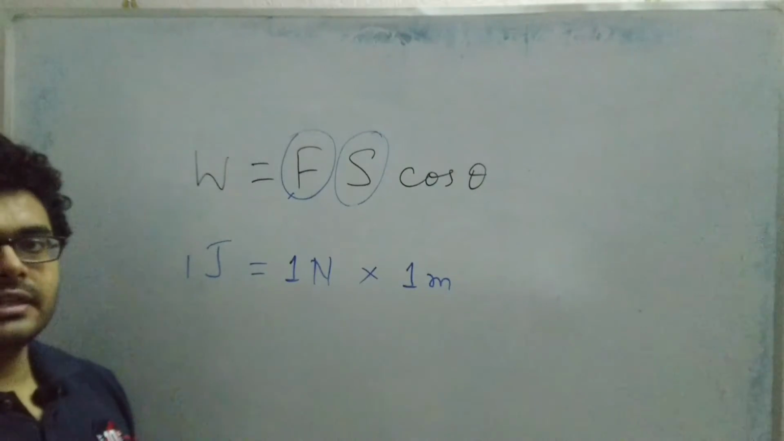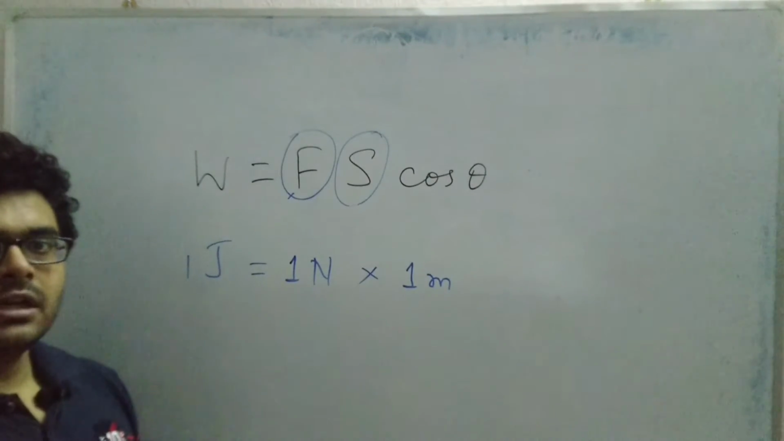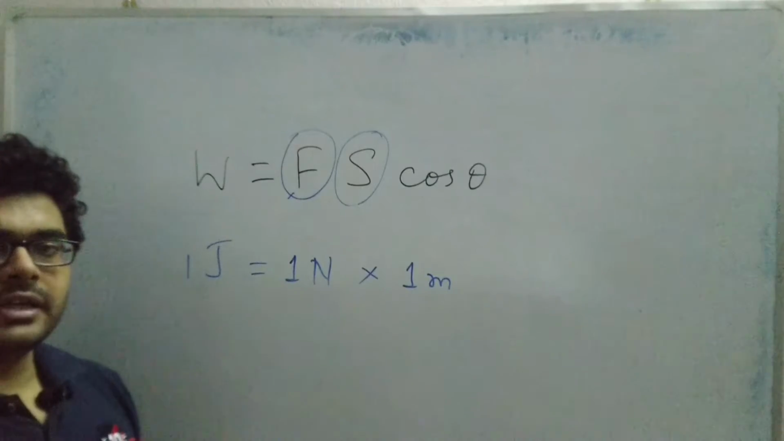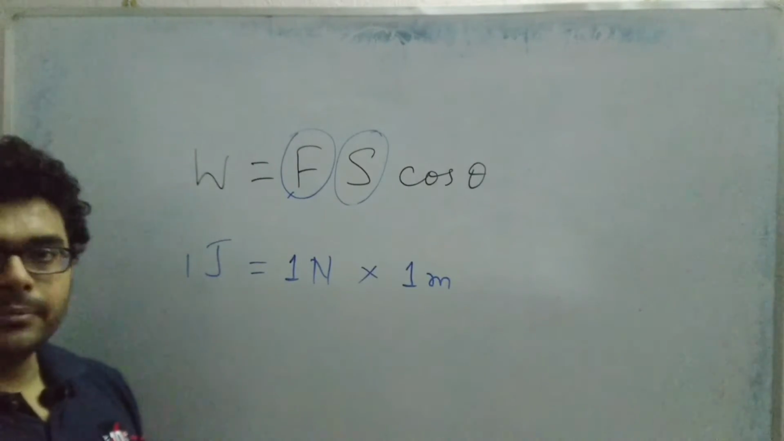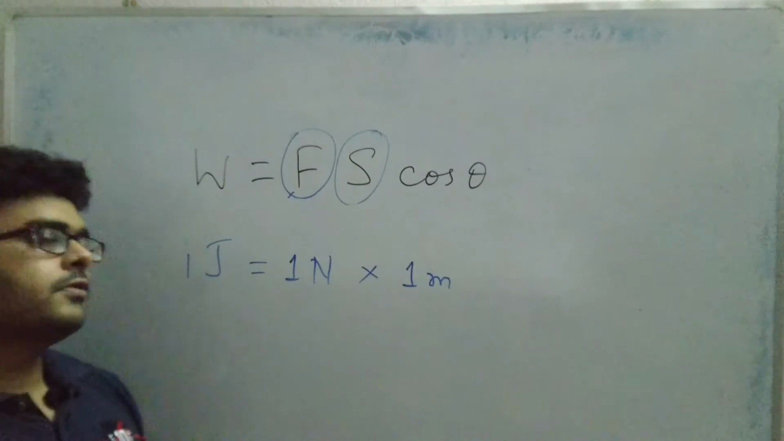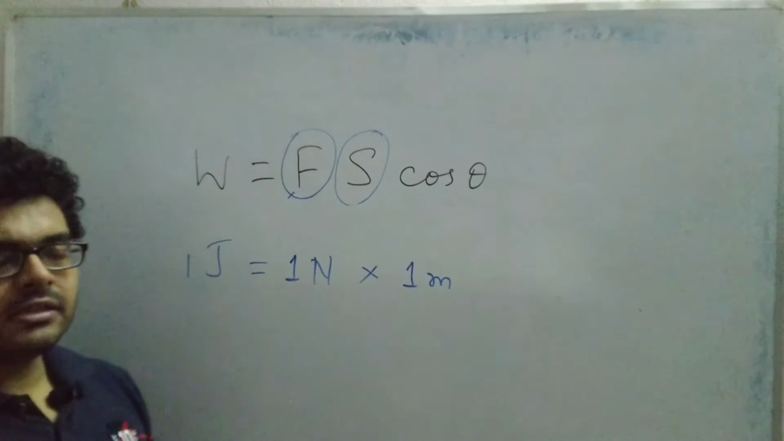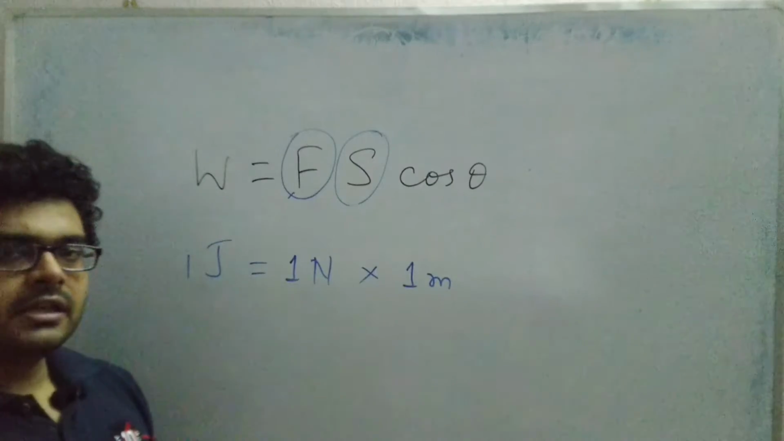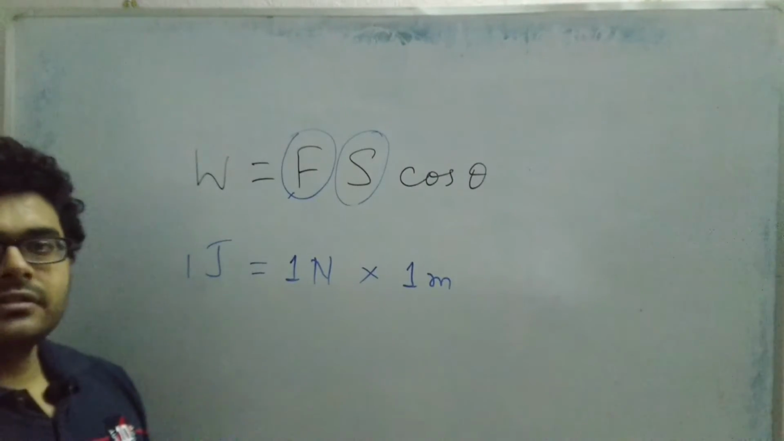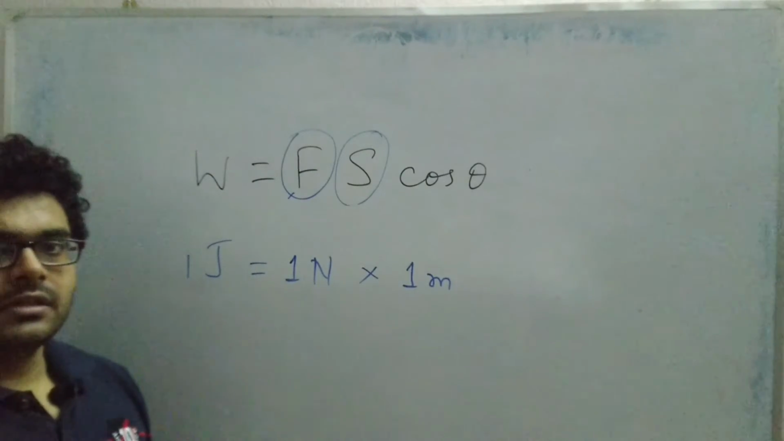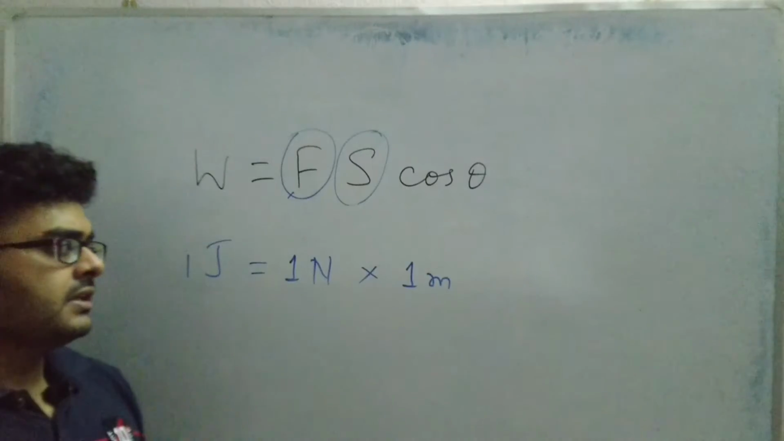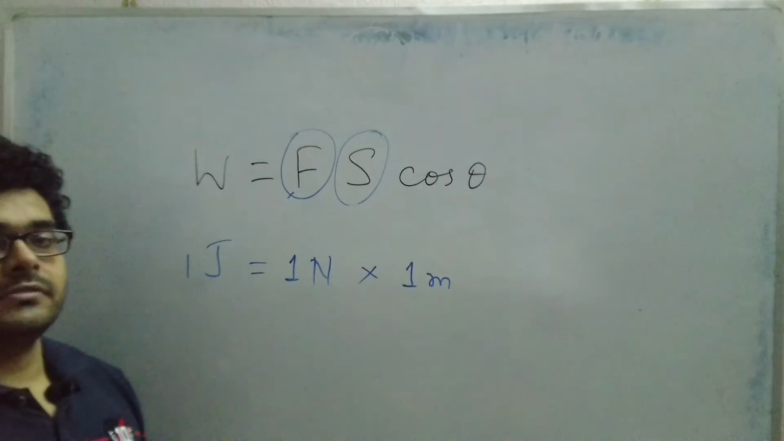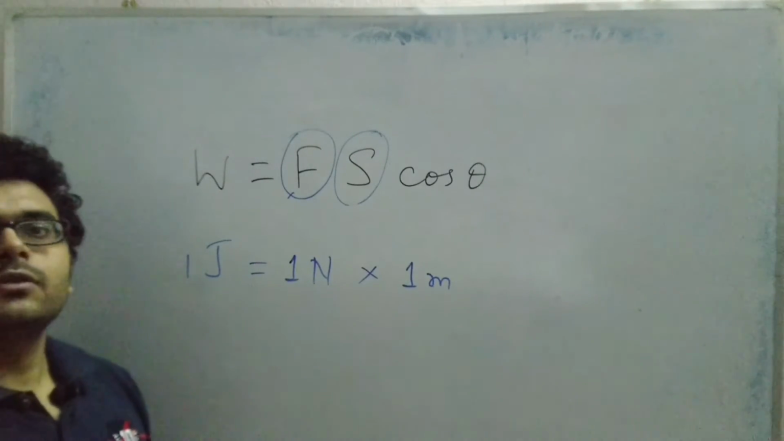That is, the displacement and the force are both in the same direction. Then only you can say that 1 joule is equal to 1 Newton into 1 meter. So this is the definition of 1 joule. I may repeat it once again. 1 joule of work is defined as the work done by a force of 1 Newton on a body of any mass, but it displaces the body by a displacement of 1 meter. In that case, the work done is said to be 1 joule.